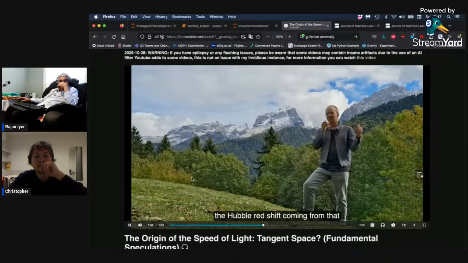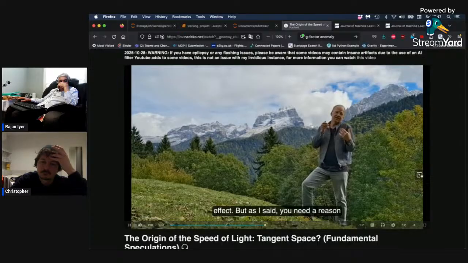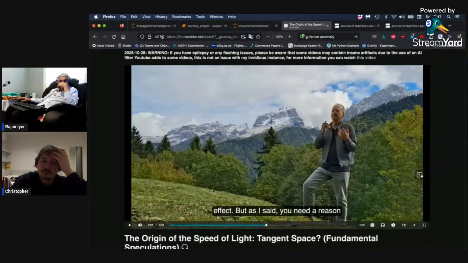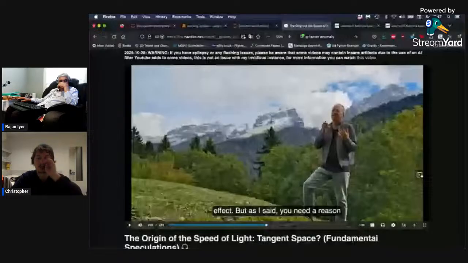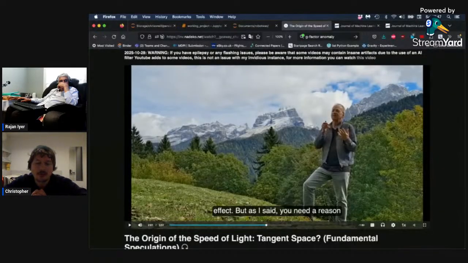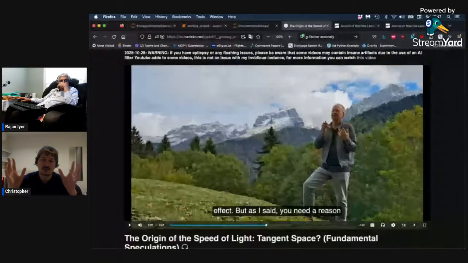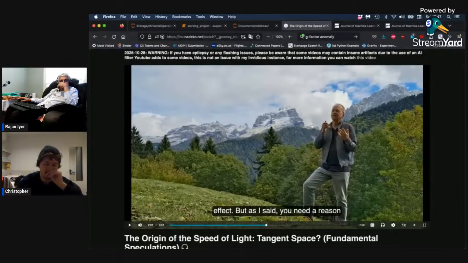Coming from that effect. So that's basically my model with the stereographic anamorphic projective cosmology, where you project the galaxies from the hypersphere onto the tangent space, and the anamorphic distortion causes the Hubble redshift.